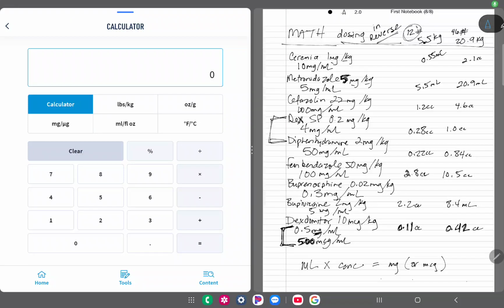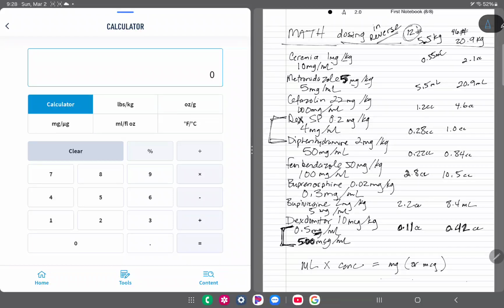Hello? Have you ever needed to do math in reverse? Here's an example. Your doctor said, that cat over there needs 0.55 mils of Serenia. Give it IV. And so you give it. And then you go to your computer and you go, crap, I gave 0.55 cc's, but what's the milligram dose? I have the milliliter dose, but I need the milligram dose because that's what a medical record cares about.